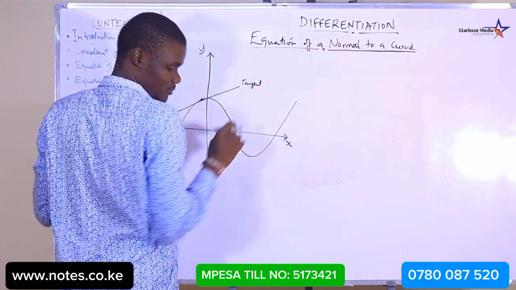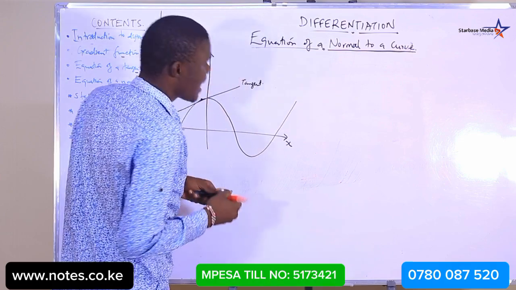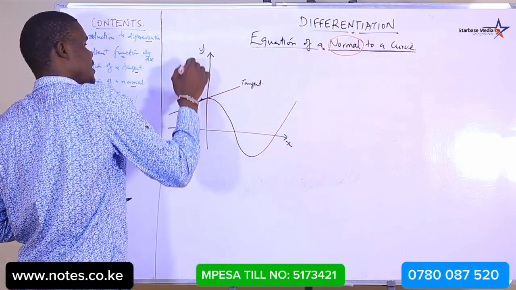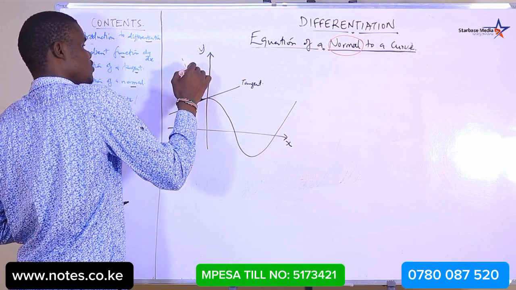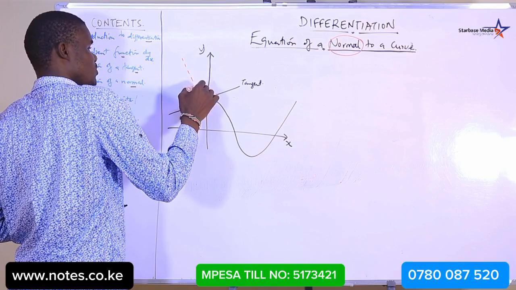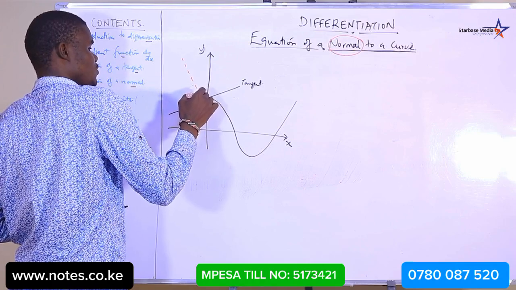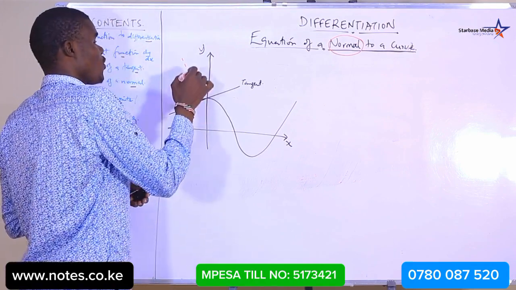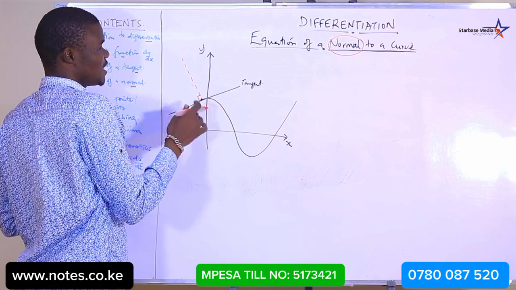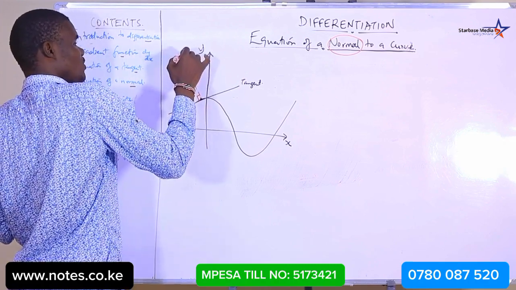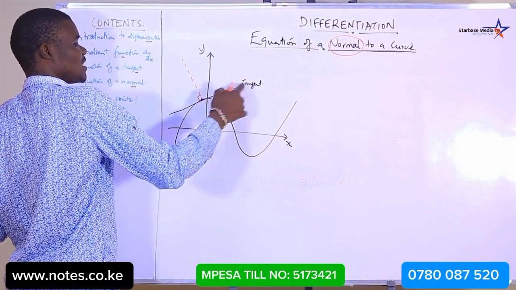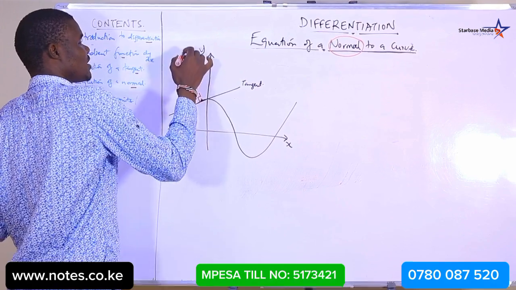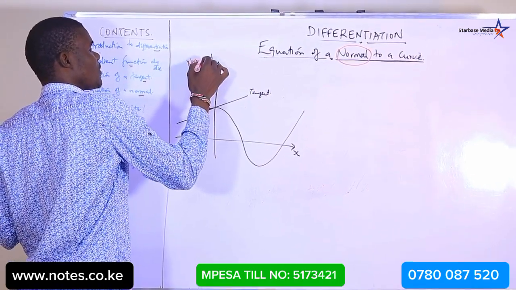Now a normal is a line that is perpendicular to the tangent. When you understood our lesson on equation of a straight line, whose links are in the comment section, you will know what perpendicular lines mean. So this line here is what we call a normal. This line that is perpendicular meets the tangent at 90 degrees. So it is perpendicular. This is what we call a normal.